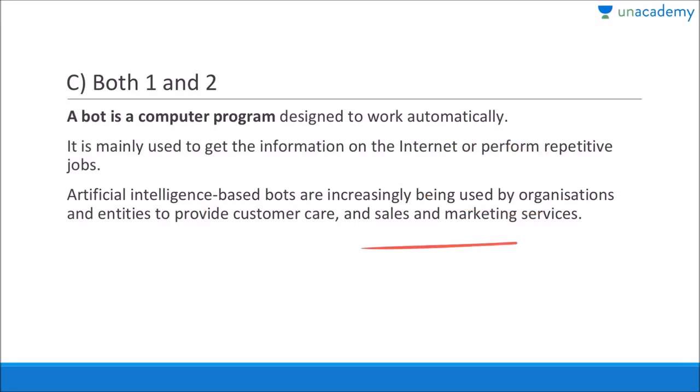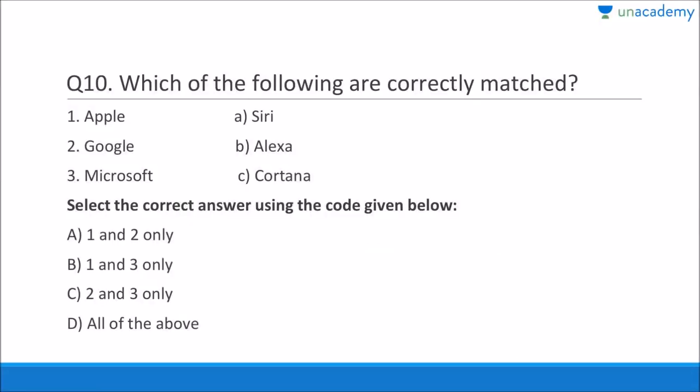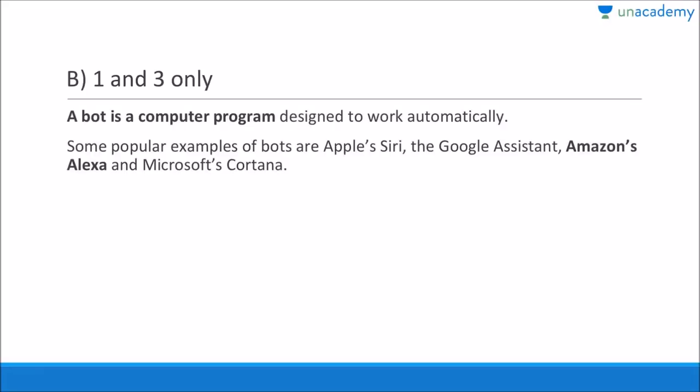And last question for the day is, which of the following are correctly matched? Apple is Siri, so that is correct. You might have used that. Google Alexa is wrong, Amazon is Alexa, and Microsoft is Cortana. So answer here is 1 and 3, B. So popular assistants include Apple's Siri, Google Assistant, Amazon's Alexa, and Microsoft Cortana.